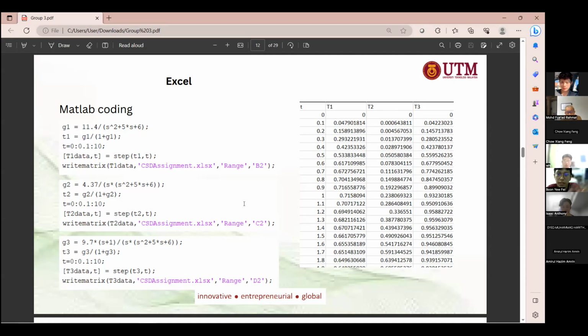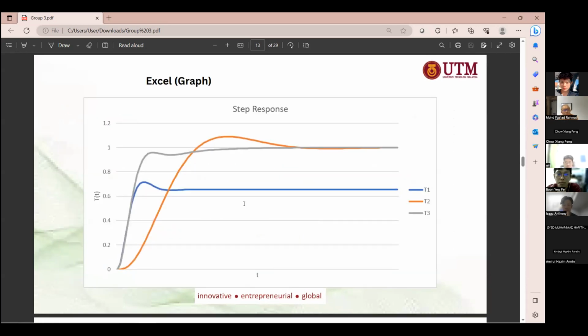This one is where we write the data into the Excel file. Yes, when we run the file, okay. Later it will come out like the one on the right. Then just plot as usual. Yes, correct. Oh, good, good.